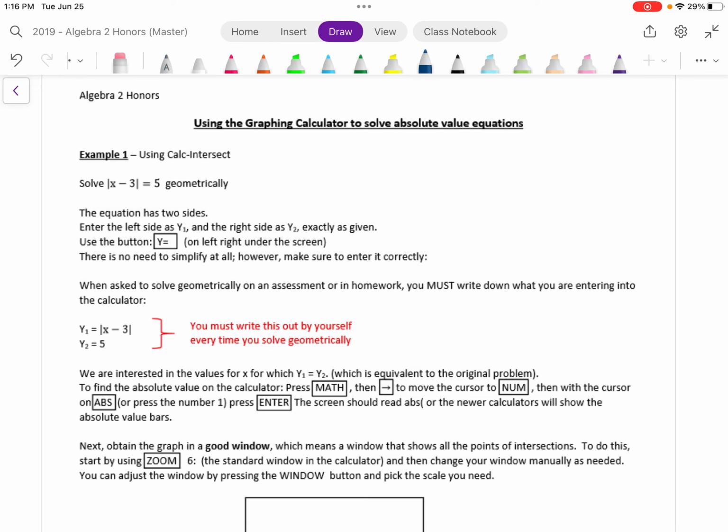Now you have to be patient with me because I'm trying to set this iPad up so that I can film myself using the calculator. So if I mess up, we'll have to play around with it. But a couple of things.